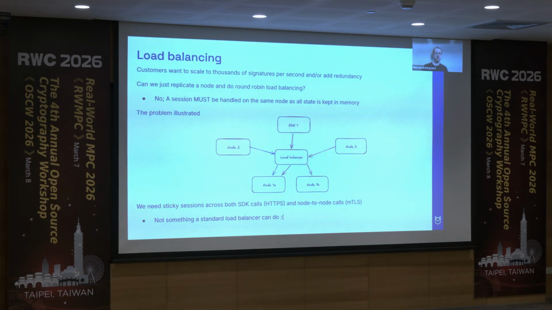It gets node 1A. That's fine. Node 3 will do the same thing, and the load balancer will just give it node 1B. This session is never going to complete because node 1A is missing connection from node 3, and node 1B is missing connections from the SDK, and node 2 doesn't even know the session started because the SDK call didn't get to it. This is a common problem with load balancing.